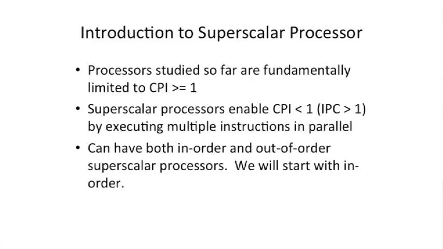So superscalar processors. So far, we've been limited to processors that can only get a clock per instruction greater than or equal to 1. Superscalar processors will allow us to execute multiple instructions at the same time, and will move us into a new class of clock per instruction potentially below 1. It's at least fundamentally possible. Now, there might be other things that cause our clock per instruction to still be above 1, but we can get higher performance by executing multiple instructions in parallel.